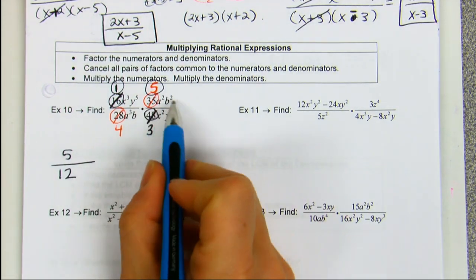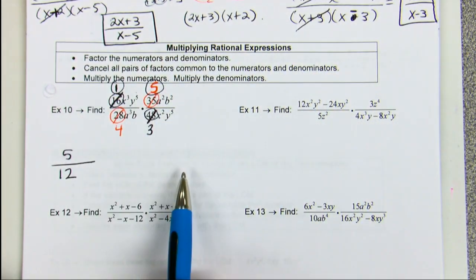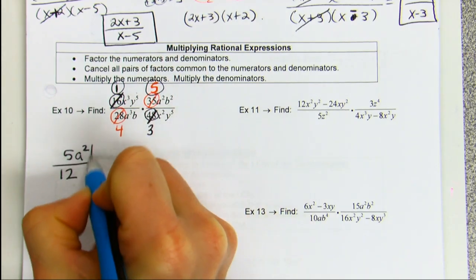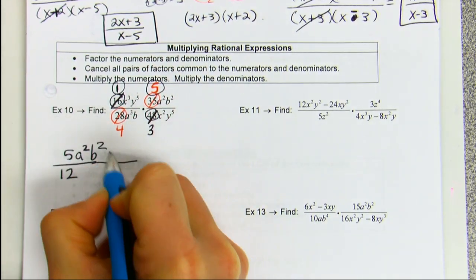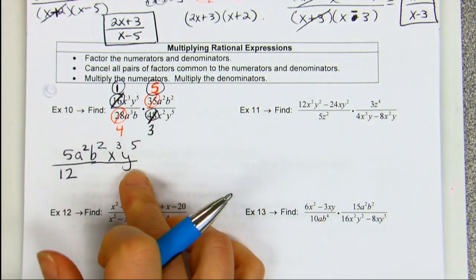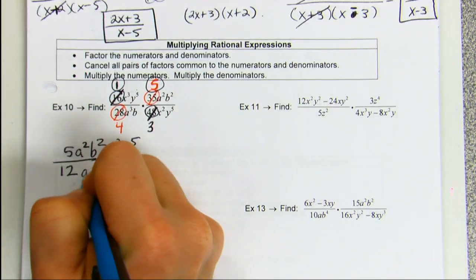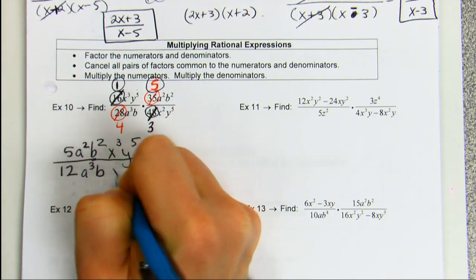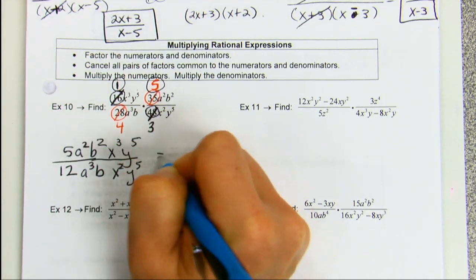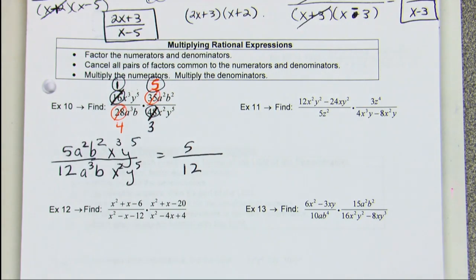I like to rewrite the variable parts again. When it's monomials like this, I don't like to try to reduce in place because I get lost. So I'm going to rewrite a squared, b squared, x to the third, y to the fifth. Why did I put the a's and b's before x and y's? Just because it's in alphabetical order. It doesn't really matter. I'm using the same thing. That way they're kind of right above each other when we go to reduce. So my 5 and 12 is as reduced as it can get.